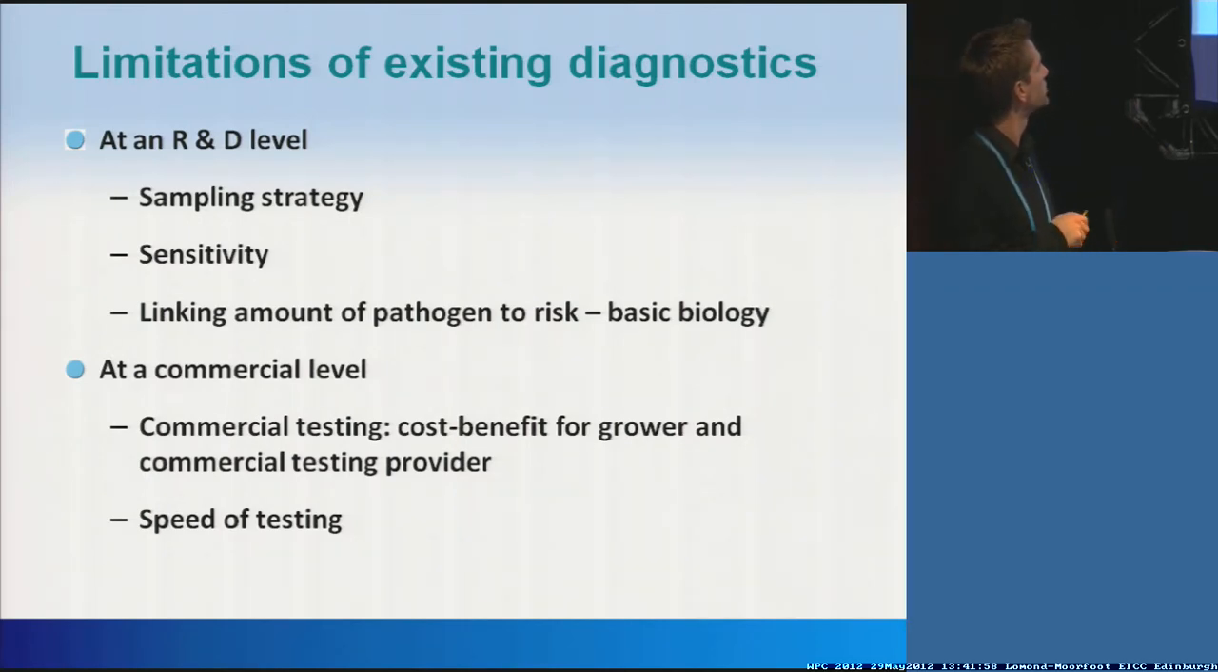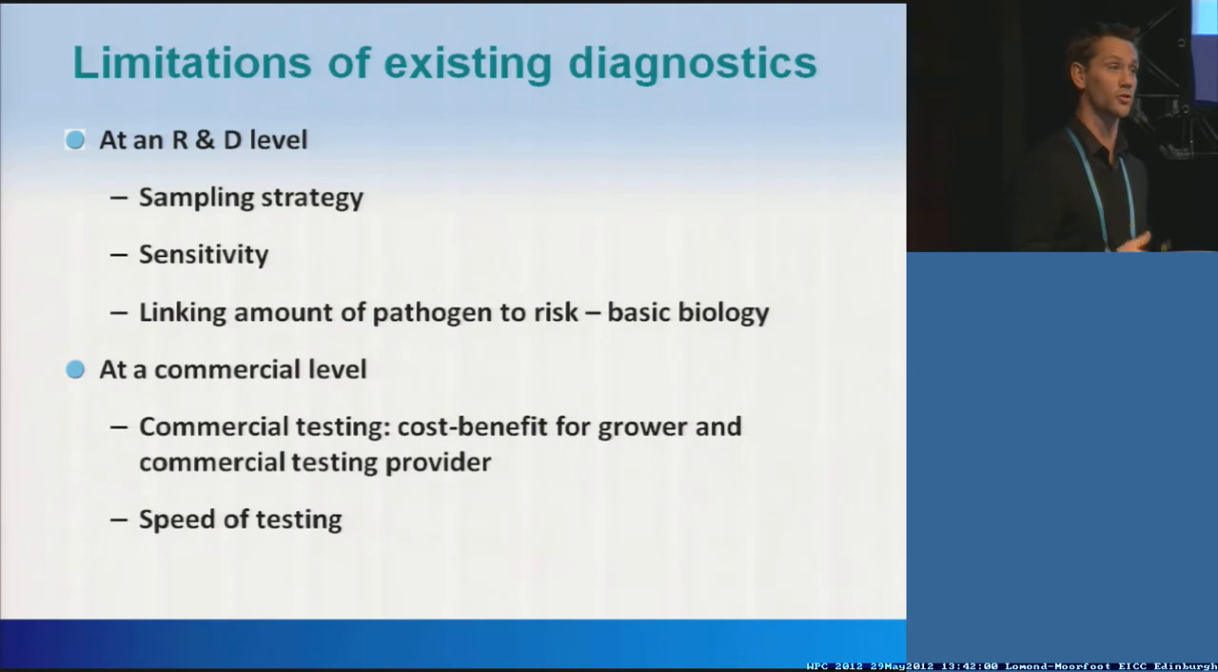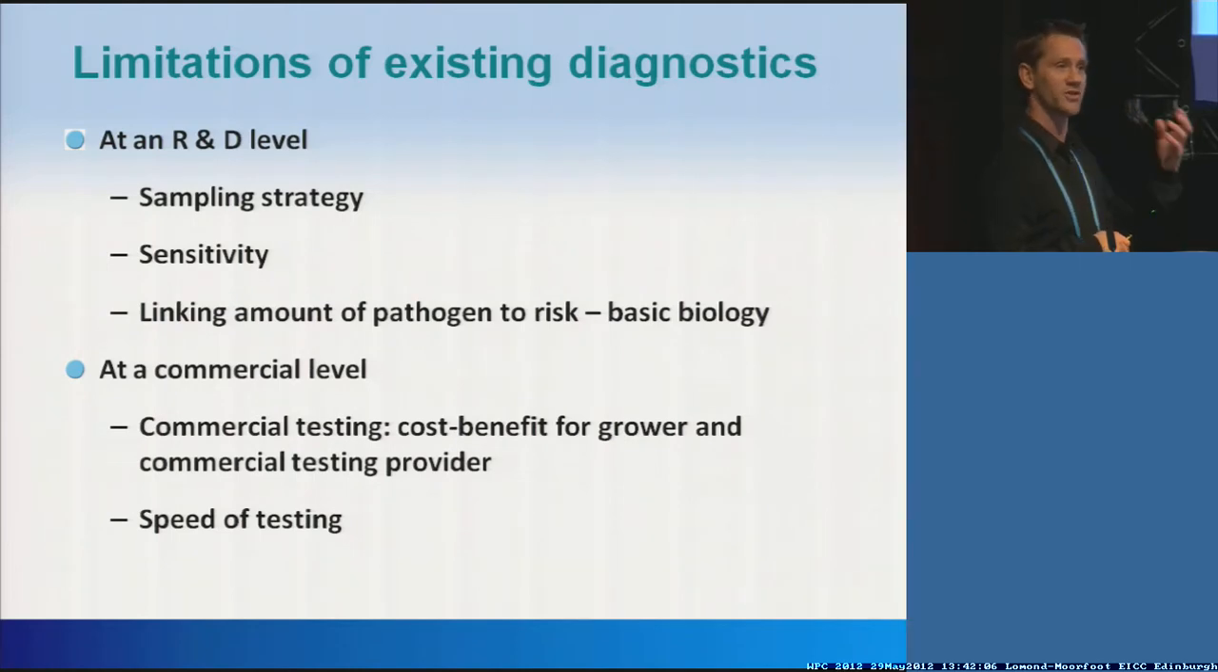And then one of the big ones is our lack of understanding of a lot of the biology of these pathogens. And trying to link, when we identify the presence of a pathogen, trying to link that to the basic biology and the risk associated with what will happen in the paddock can be very difficult.